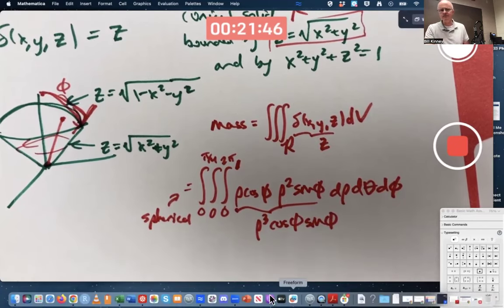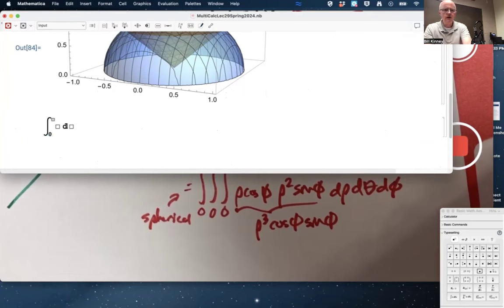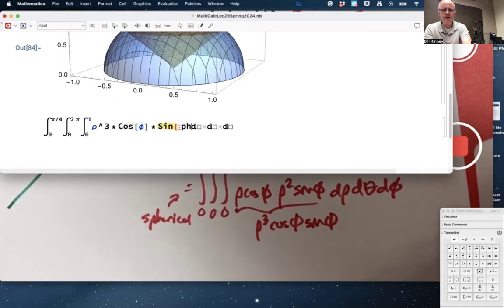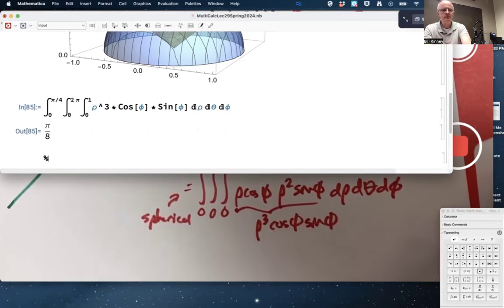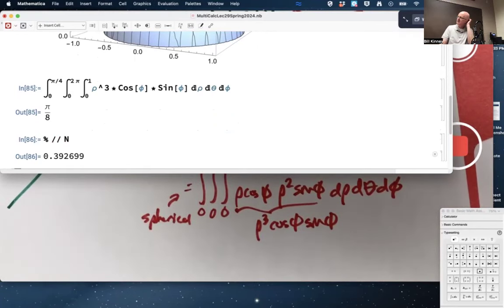Let's see how it works in Mathematica. Phi goes from 0 to pi over 4. Theta goes from 0 to 2 pi. Rho goes from 0 to 1. Rho cubed times cos phi times sine phi d rho d theta d phi. Mass is pi over 8, about 0.39. If the units are grams per cubic centimeter for the density, then the answer would be in grams.